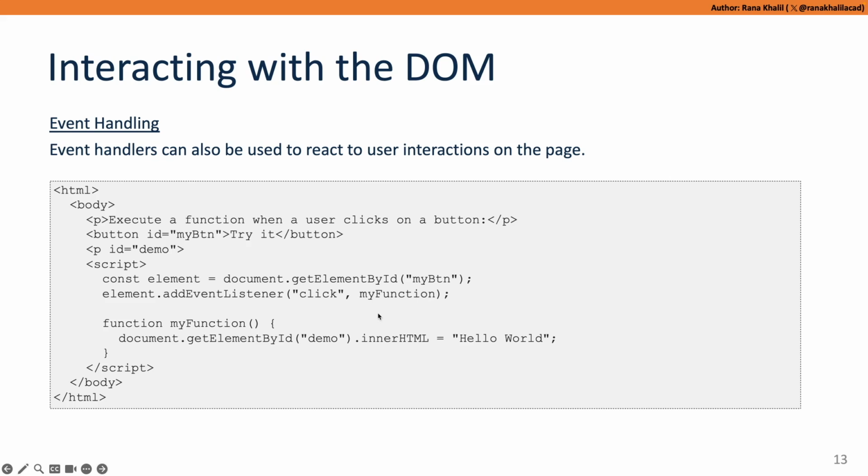And that's pretty much it. That's a quick overview of what the Document Object Model is and how it can be accessed and manipulated by JavaScript to introduce dynamic functionality into your application.